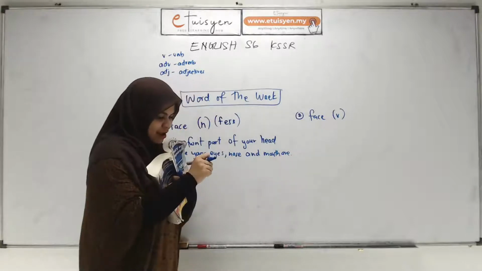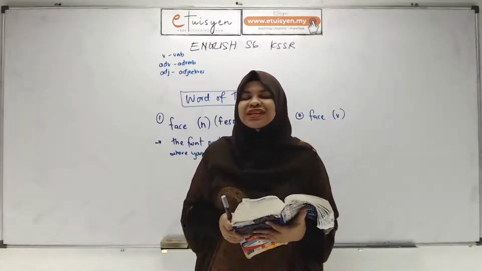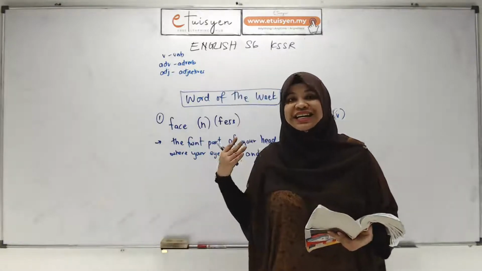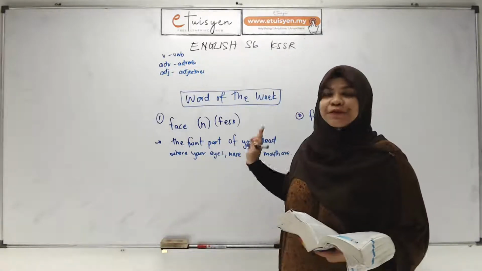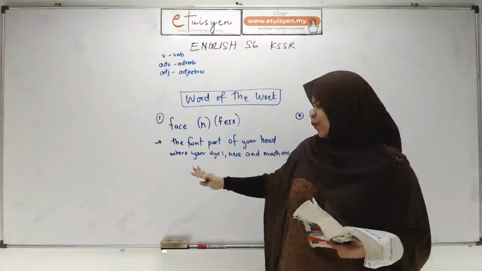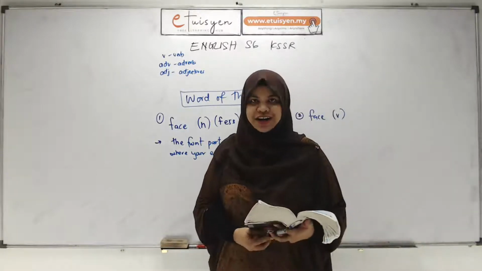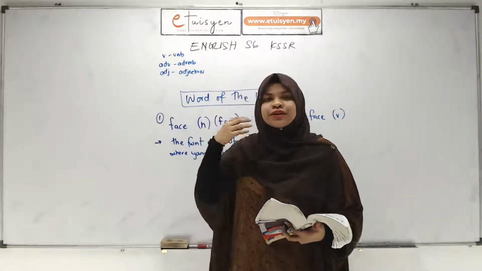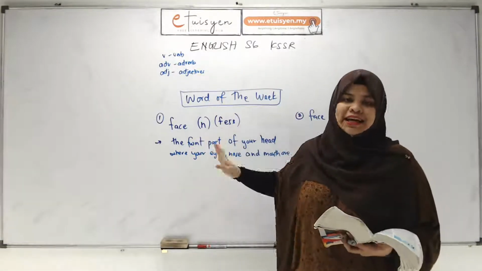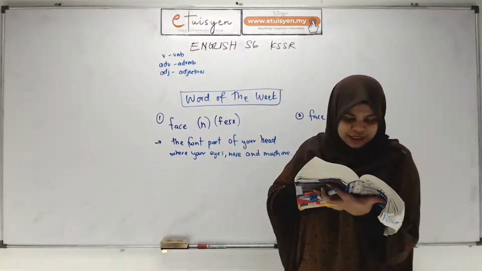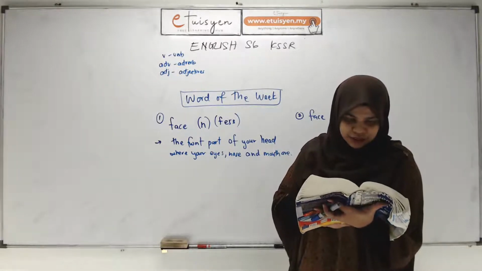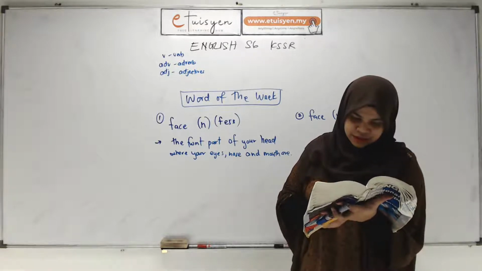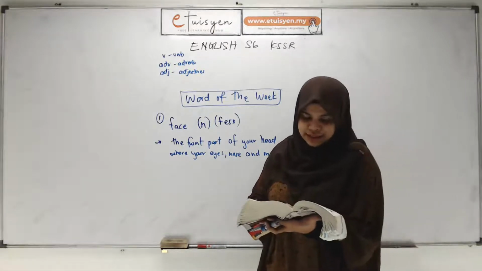So kalaulah somebody asks you, how do you describe a face? What is a face? Ta-da! The front part of your head where your eyes, nose, and mouth are. Okay, apa yang ada dekat dalam muka ni lah, mata semua ni lah. Alright, so that's how you explain it in English. Alright, so let me see if there's any other that I should explain to you. Okay, there's others actually.